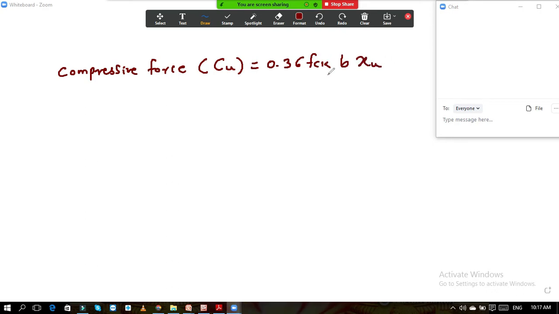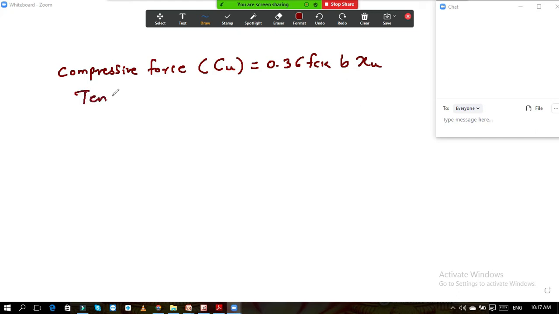So I will write over here. The notation for this force is Cu, and what was the value of this force? It is 0.36 FCK B into XU, that we have evaluated. 0.36 FCK is the stress, and B into XU is nothing but the area. Okay, so stress into area, ultimately you get the force.